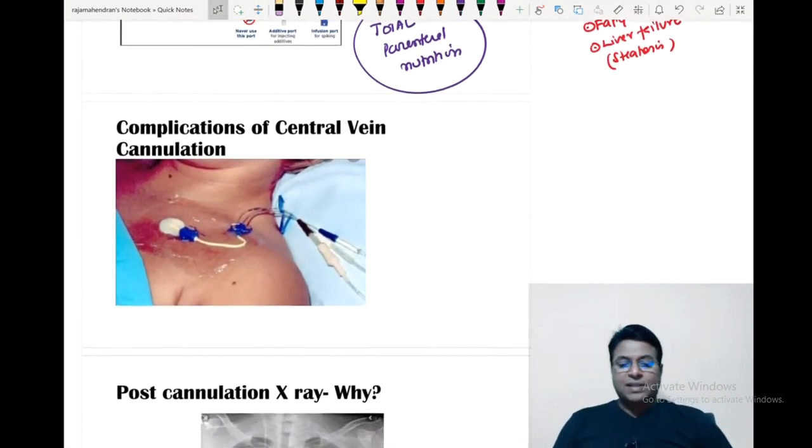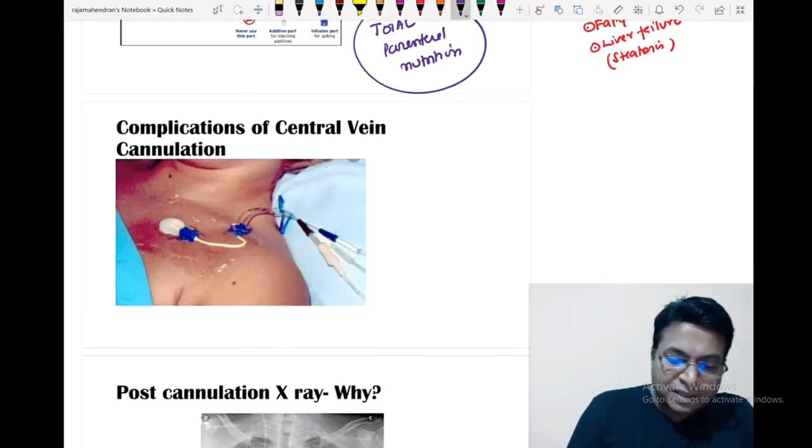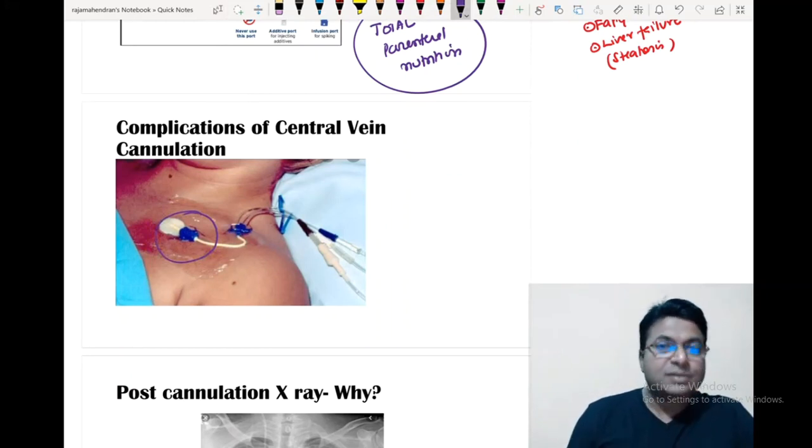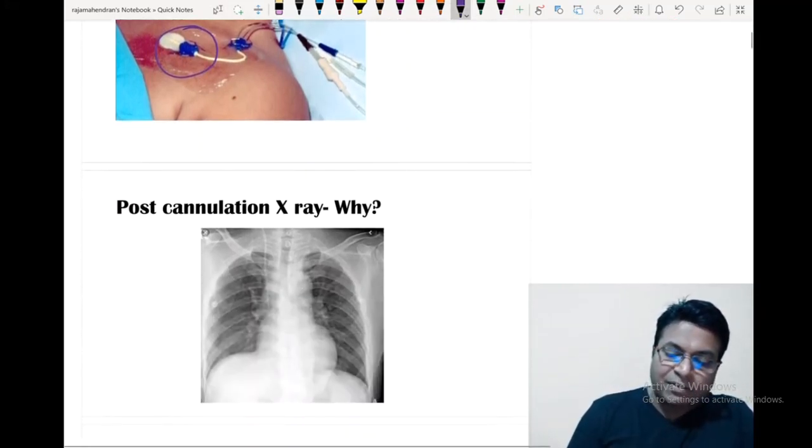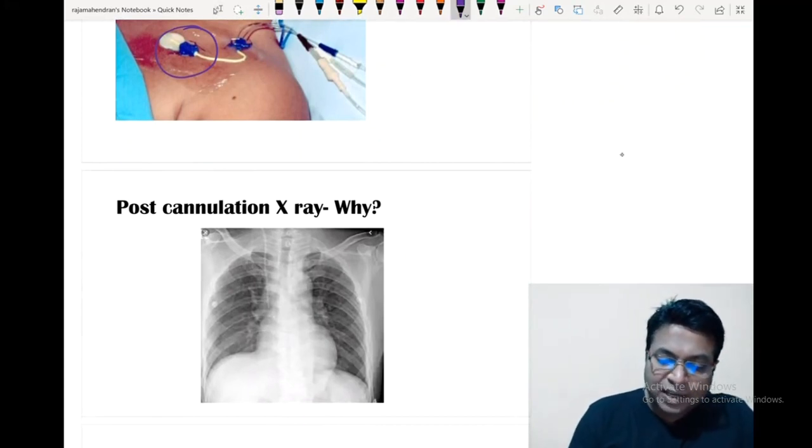So this is a central vein. You can see the picture showing you a central vein inserted in the subclavian location. After inserting this subclavian vein or IJV, you should take an X-ray. Can you see this X-ray? This question can come as an image-based question for you.